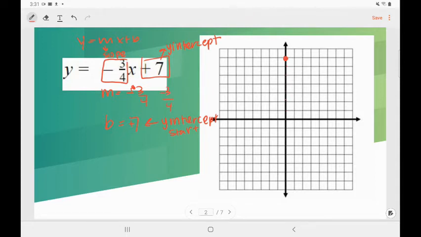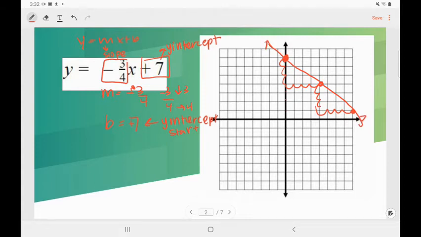What does that mean I'm going to do on my graph? That means I'm going to go up to my starting point, which is at 7, and I'm going to count down 3 and to the right 4. So down 1, 2, 3, to the right 1, 2, 3, 4. Plot a point. And I could do the same thing again. Down 3, to the right 4. 1, 2, 3, 4. And there is my line.